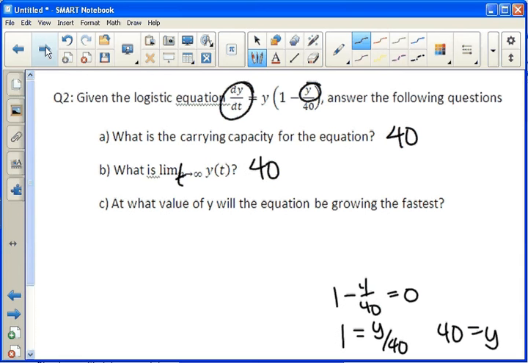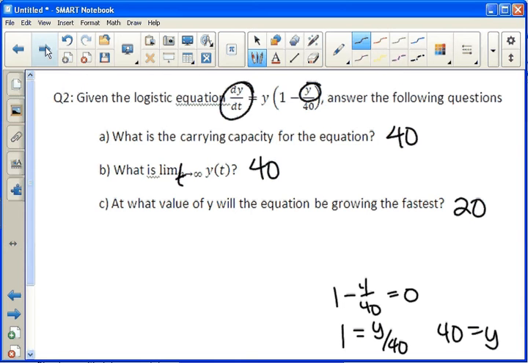Part C, at what value of y will the equation be growing the fastest? Well, it turns out with logistic differential equations, the equation is growing the fastest at the point of inflection, and both of those things happen at half the carrying capacity. So since the carrying capacity is 40, it's going to happen at 20.